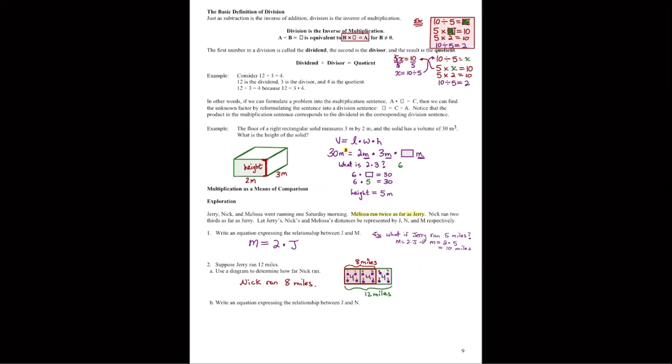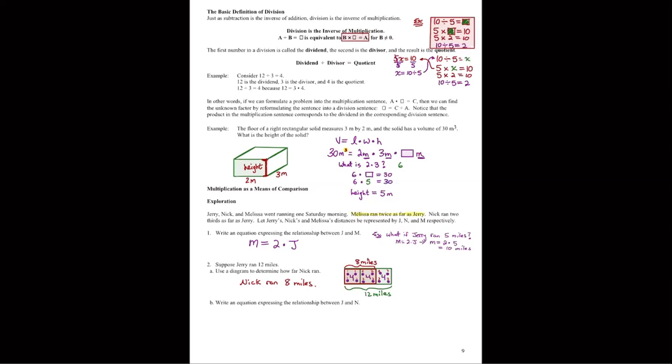Ultimately, it's really up to you how you want to go about it, but you do need to get across this idea that there would somehow be 4 miles in each of those little increments, because that builds towards the equation component of it. Write an equation representing the relationship between J and N. Nick ran 2/3 as far as Jerry. So whatever Jerry's distance is, take 2/3 of that and you'll get Nick's.